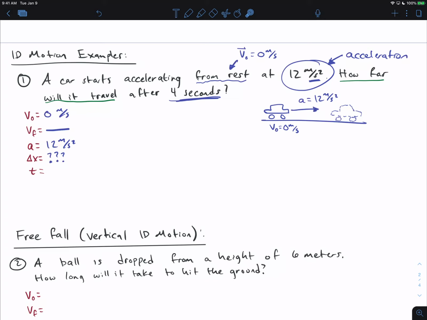I don't have everything that I need yet, except I also know that 4 seconds are going to pass by. So very good, I can write this in for time. It's 4 seconds. So now that I have this, I have initial velocity, acceleration, displacement, and time. So if I look at which one of my kinematic formulas has initial velocity, acceleration, displacement, and time, we can look through these.